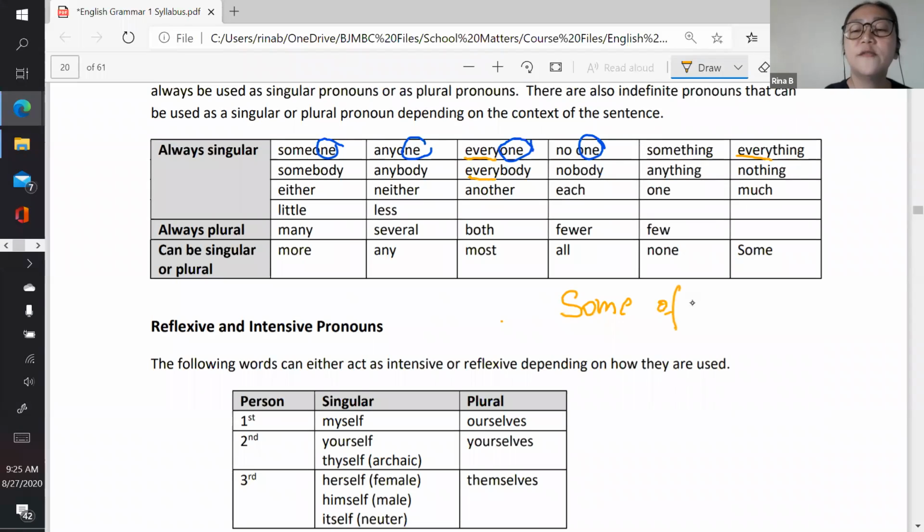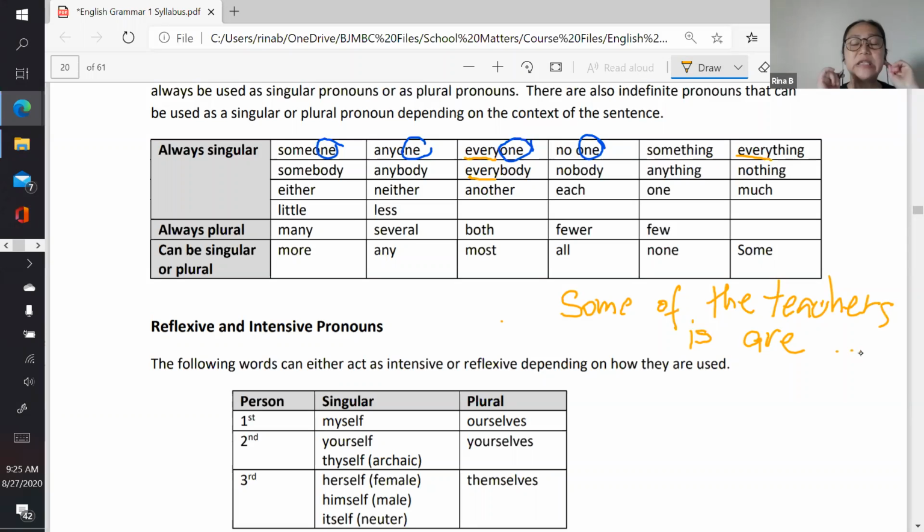Some of the teachers. Okay? So that's the beginning of your sentence. What will you do? Will you say is or will you say are? And then whatever the rest of the sentence is. Your clue will be in the object of the preposition. Since the object of the preposition is plural, then you're going to use a plural verb. Some of the teachers are.